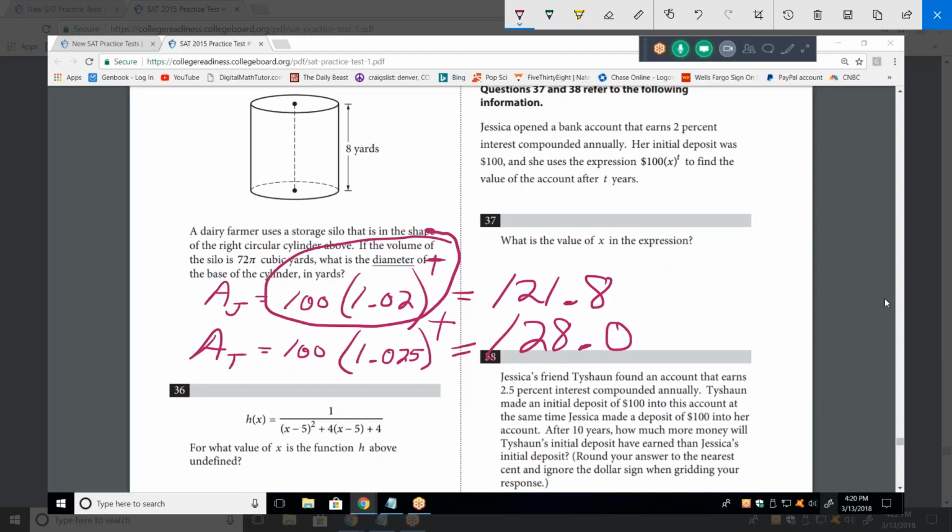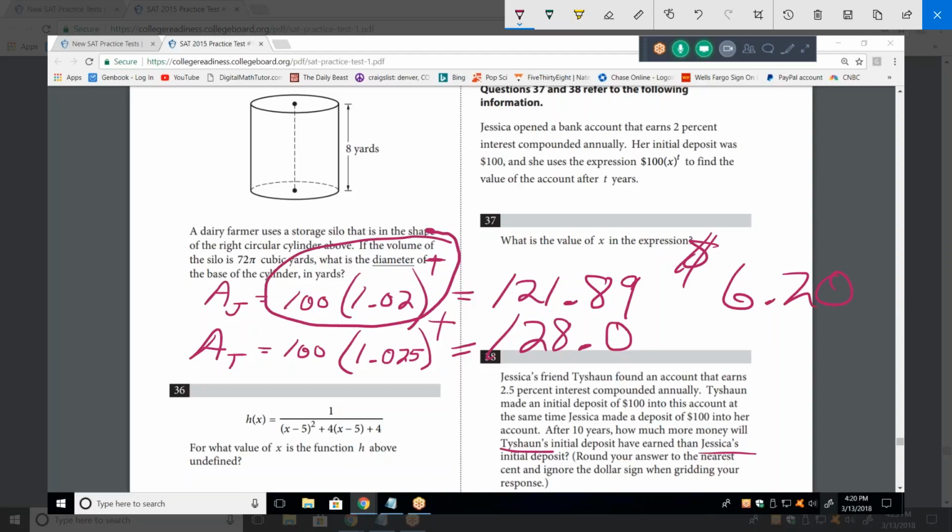Okay, and then the question says, how much more money will Tishan have than Jessica? So the answer is the difference between those two numbers. So it's $6.20, assuming you didn't round off on the first one. That was 121.8 exactly? It was 121.89. See, so it really matters.